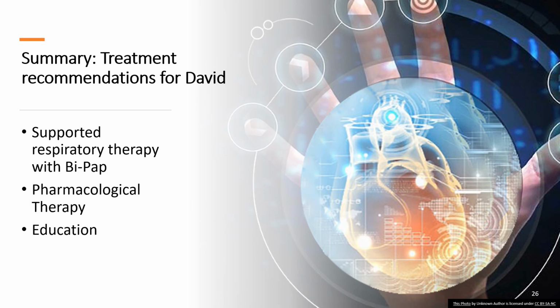So, in summary, for David's treatment, while he is doing a little bit better, he will be admitted to the hospital for treatment and be treated with the bilevel positive airway pressure, the BiPAP machine. This will help his shortness of breath and give his heart a little bit of a break to recover and reduces the preload. This will only be used temporarily for a few hours.